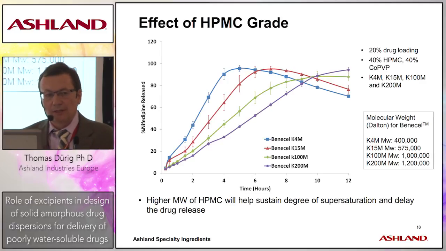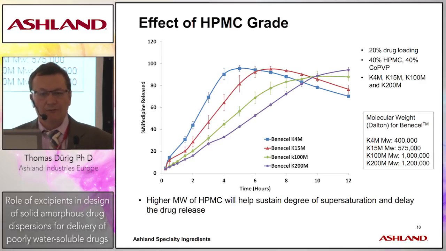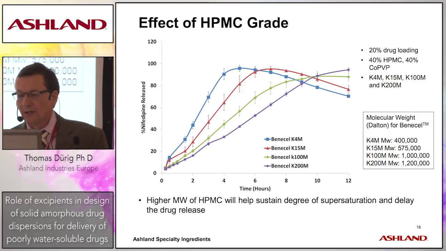When we looked at the effect on dissolution profiles and varying different grades of HPMC, we saw some very nice results. As you can see here, in a formulation with 20% drug, 40% HPMC, and 40% povidone, and then varying the different kinds of HPMC from K4M to K200M, so roughly 400,000 to 1.2 million Daltons. We get a very predictable release. We can pretty much select or program the rate simply by changing the molecular weight of the HPMC.